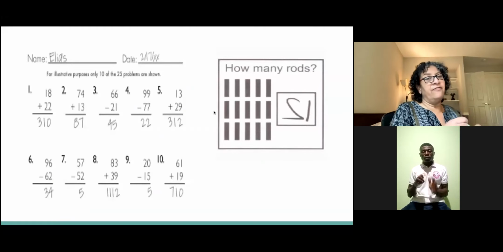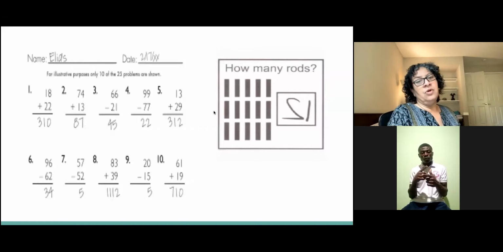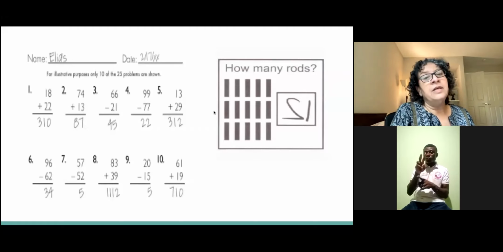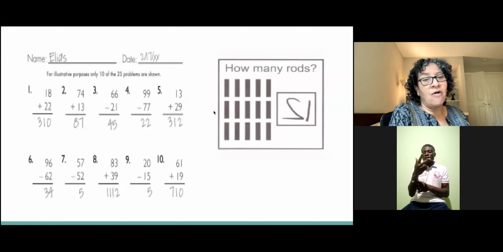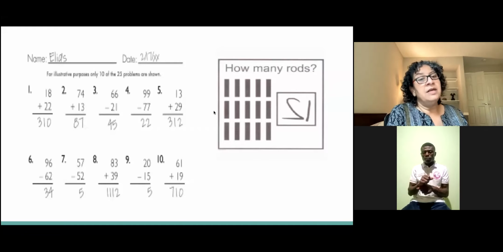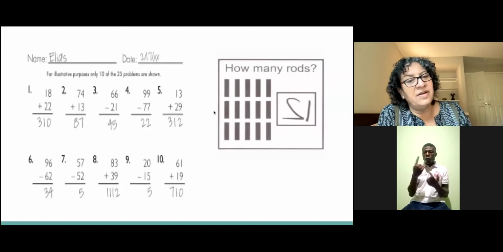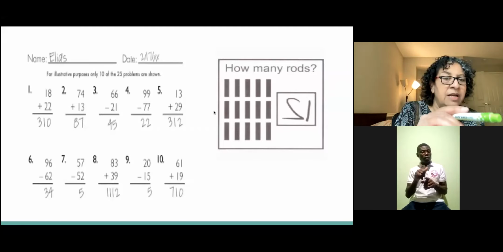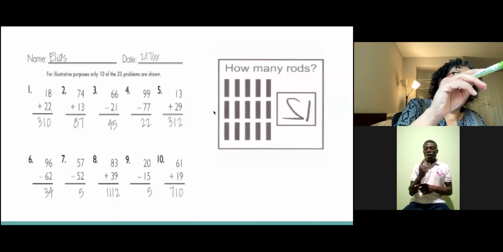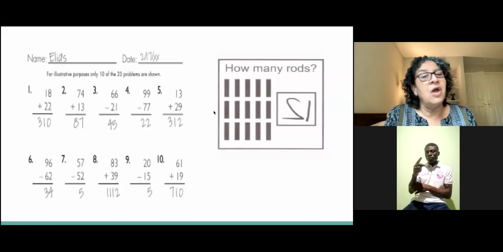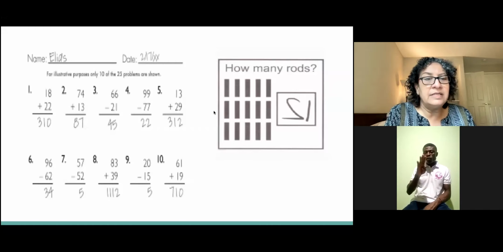For example, in the first addition sum, 18 plus 22, what do we see there? 8 plus 2 is 10, and 1 plus 2 is 3. So they have not understood the concept of regrouping. They wrote 8 plus 2 is 10, and then 1 plus 2 is 3. As a matter of fact, once they get 8 plus 2 is 10, the 1 should have been carried over to the tens column. And in the second example here, 74 plus 13: 4 plus 3 is 7, 7 plus 1 is 8. That's correct. They have done fine.